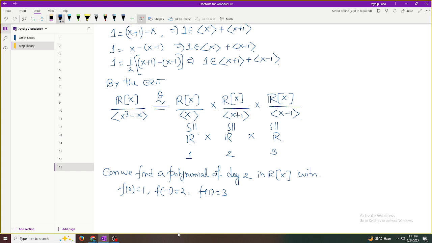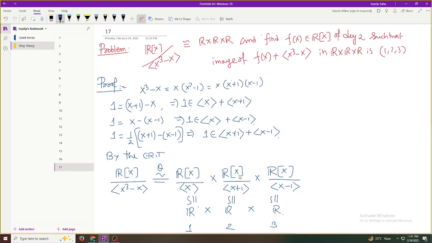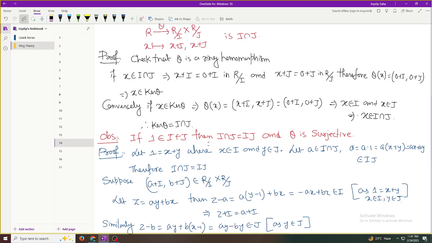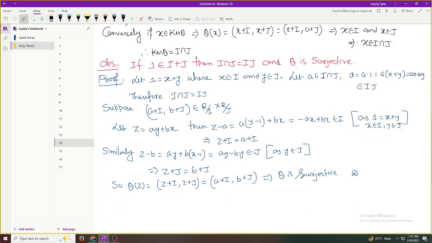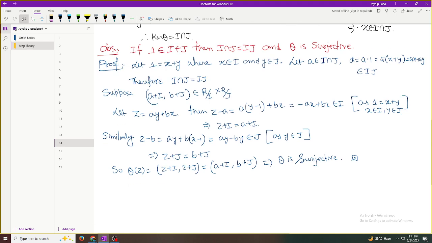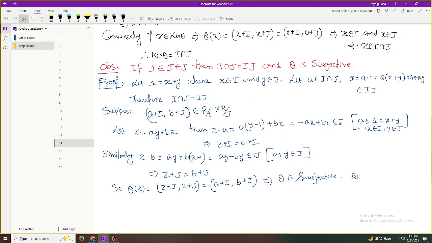By the Lagrange interpolation method, you can find it by Lagrange interpolation, otherwise you can go to this method. I think the polynomial is 3 by 2 x square minus 1 by 2 x plus 1. No, this is a systematic way. What is the systematic way? I am showing you this: z equals ay plus bx. Write 1 as ax plus by, 1 as x plus y.